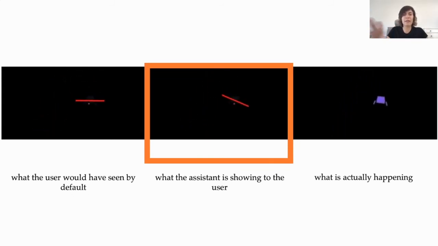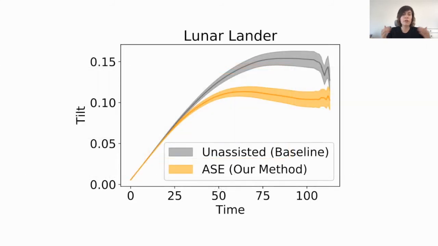So on the right, you see what is actually happening. And on the left is what you would see by default. And then in the middle is, and I'll play this again, in the middle, you see what the assistant decides to show you. And it's wrong. It's not the correct tilt. Essentially, by the agent lying to you about how tilted the lander is, you're able to keep the lander more level. And we see this in a user study.